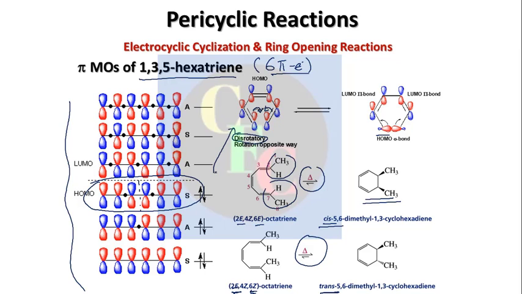Why? Because the symmetry of the HOMO is different, and we mentioned already that these reactions are symmetry allowed only. If the symmetry allows, only then the reaction will occur. So 4 pi and 6 pi systems behave differently, as you saw here.